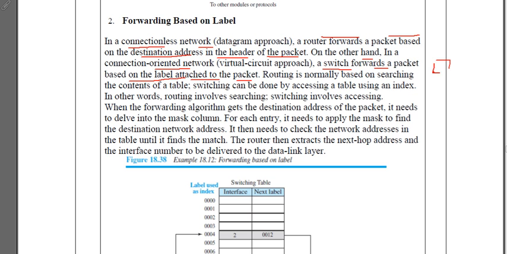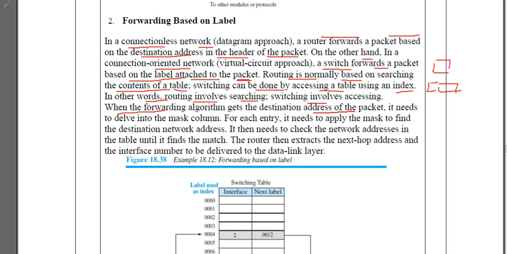So in that a switch, okay, just like a router there is a switch. So the switch forwards the packet based on the label attached to the packet. इस पैकेट के साथ एक लेबल भी अटैच होता है. ठीक है, बाय दिस स्विच, and this routing is normally based on searching the contents of a table. So switching can be done by accessing the table using an index. In other words, routing involves searching, switching involves accessing.